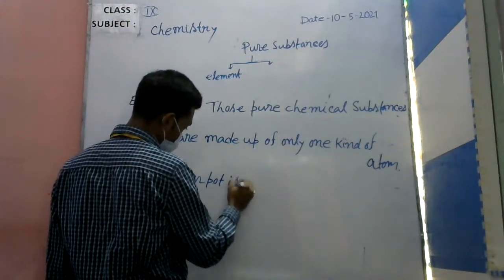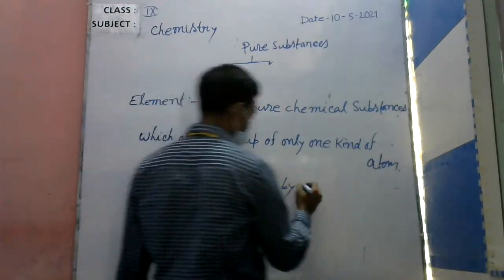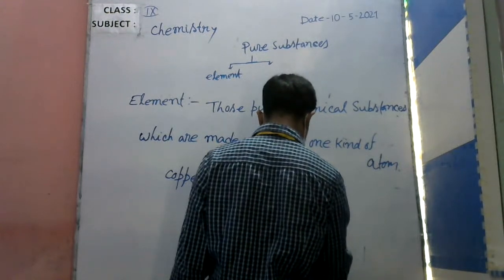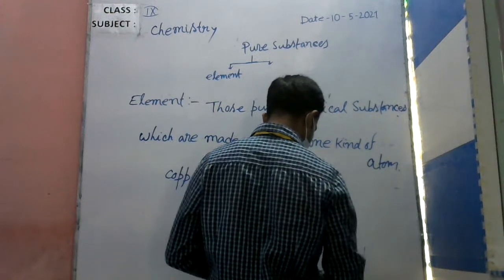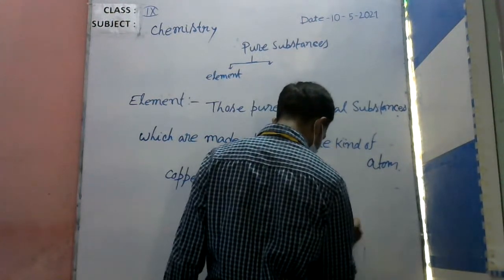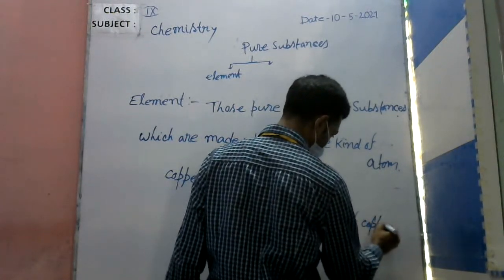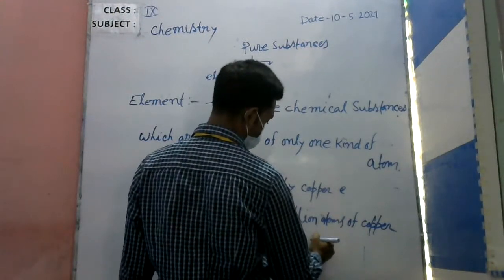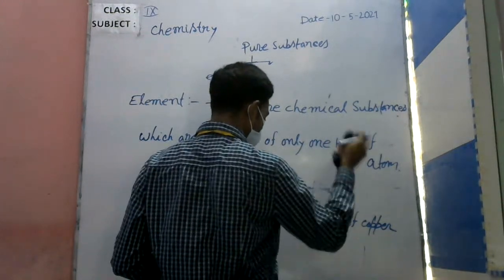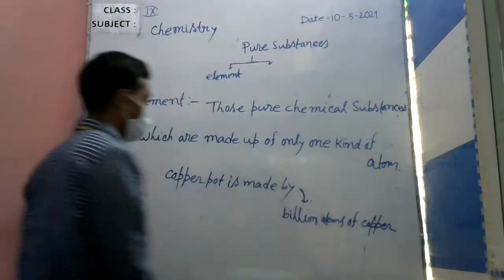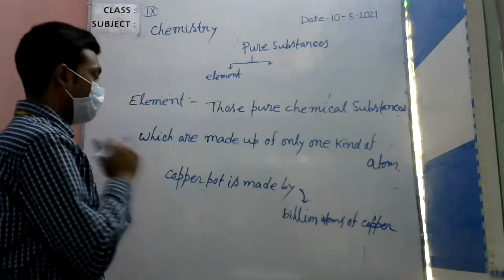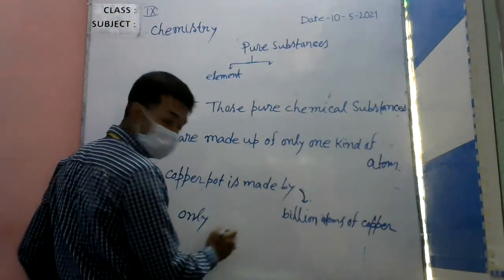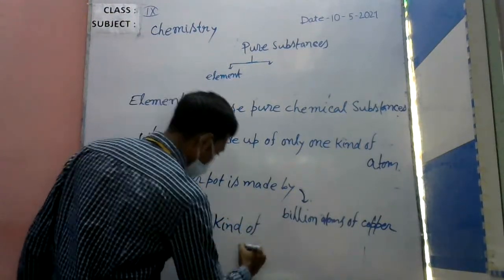A copper pot is made of the copper element. Billions of atoms of copper, okay. A copper pot is made of billions of atoms of copper. So only one kind of atom is present in there.